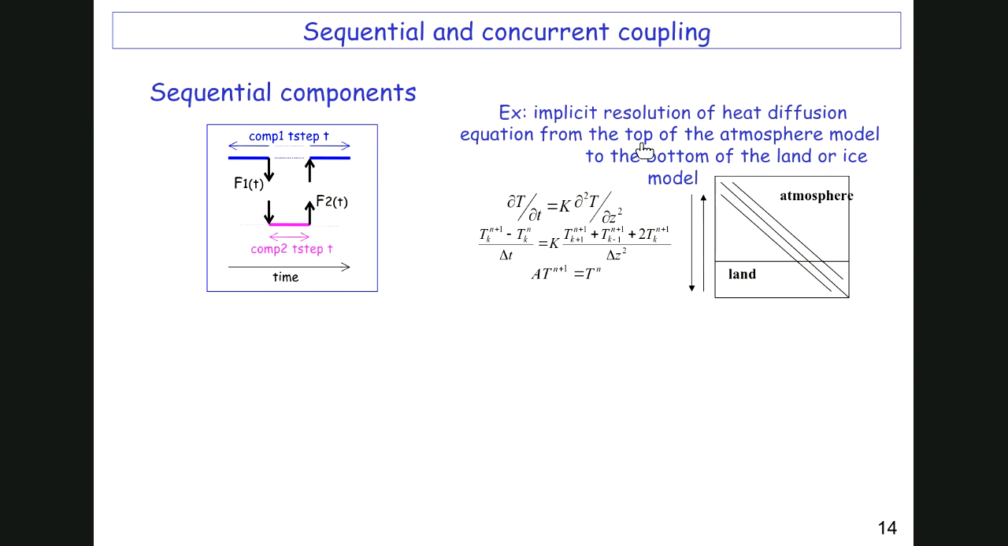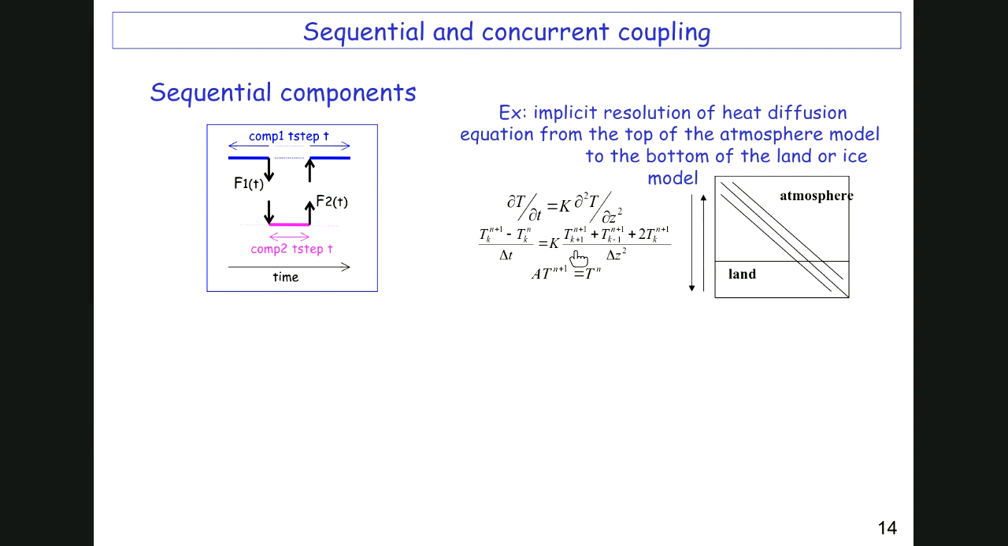This is, for example, what happens when you do an implicit resolution of the heat diffusion equation from the top of the atmosphere to the bottom of the surface model, the land or the ice. So the first equation here is the heat diffusion equation. And when you discretize it, you have different choices, as Chris also presented. And you may decide to use implicit resolution, where the temperature, for example, at the next time step depends on the temperature at the next time step. So this is why we call this implicit.